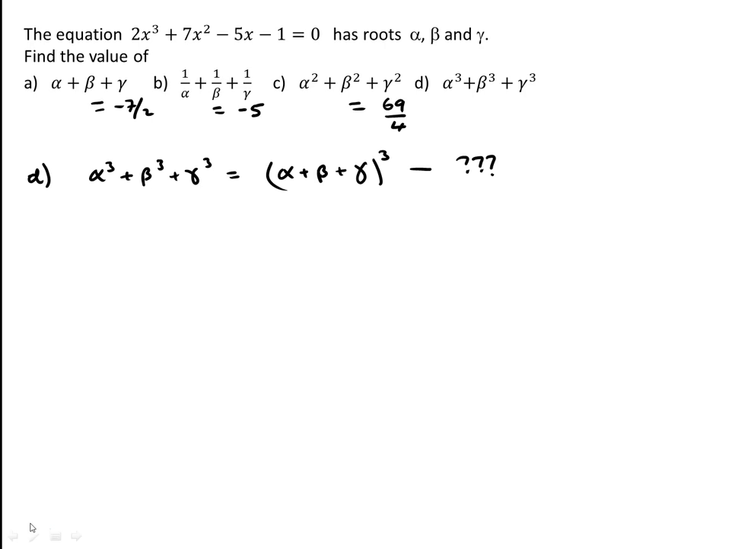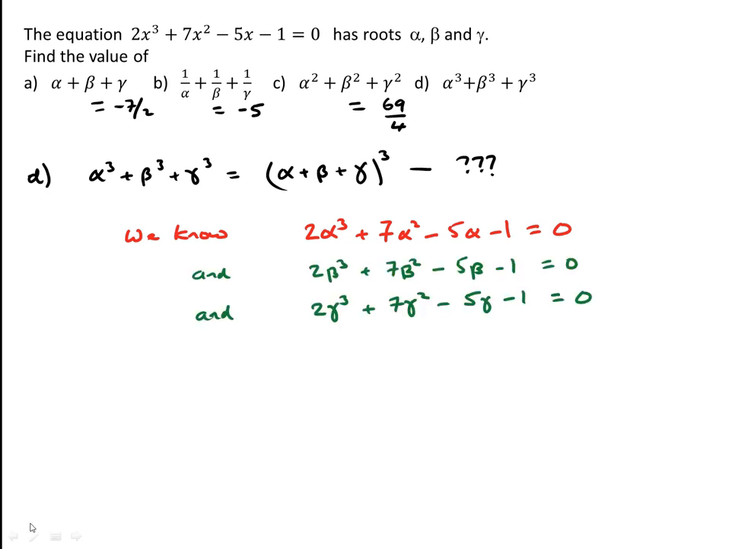A much easier way of finding out the value of alpha cubed plus beta cubed plus gamma cubed is to remember that we know that alpha is a root of the equation 2x cubed plus 7x squared minus 5x minus 1 equals 0. So we know that 2 alpha cubed plus 7 alpha squared minus 5 alpha minus 1 must equal 0. And the same is true for 2 beta cubed plus 7 beta squared minus 5 beta minus 1. That must equal 0. And 2 gamma cubed plus 7 gamma squared minus 5 gamma minus 1 must also equal 0, because beta is a root of the equation and gamma is a root of the equation.